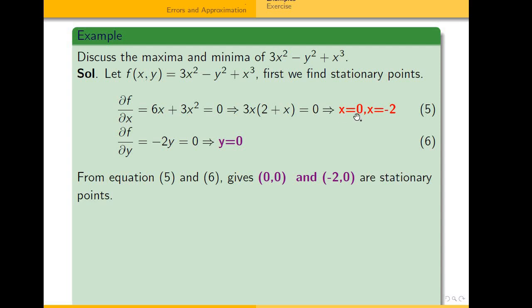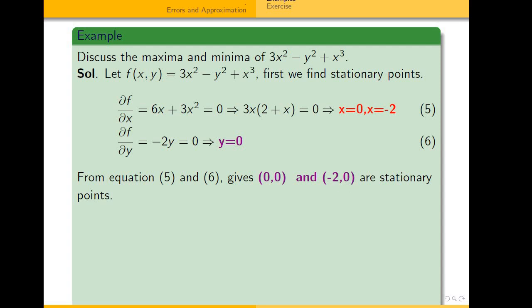x is equal to 0 I am taking from equation number 5, and y is equal to 0 from equation 6. We will get the first point (0, 0). I am taking x is equal to minus 2 from equation 5 and y is equal to 0 from equation 6. We get this point, minus 2 comma 0. We are getting two stationary points.